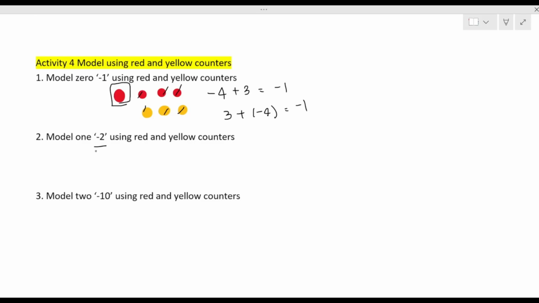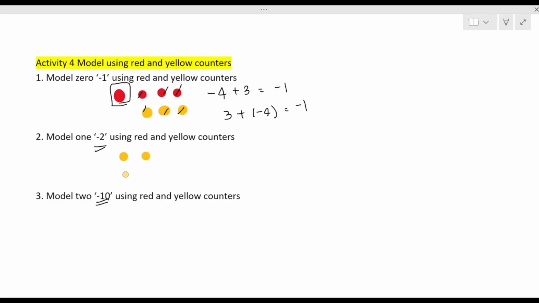Can you do the similar thing for modeling minus 2 and modeling minus 10 using red and yellow counters? Pause here, do it and write the similar number representation. I'm going to do it for you now with my own example.